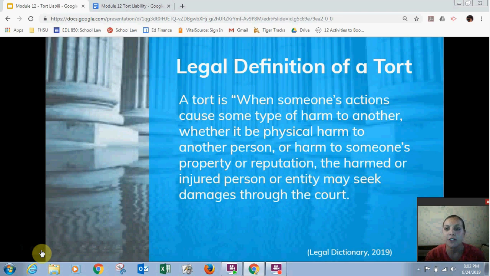So the legal definition of a tort, according to Legal Dictionary, is when someone's actions cause some type of harm to another, whether it's physical harm to that person or harm to your person, property, or reputation. That harmed person can seek damages through the court.